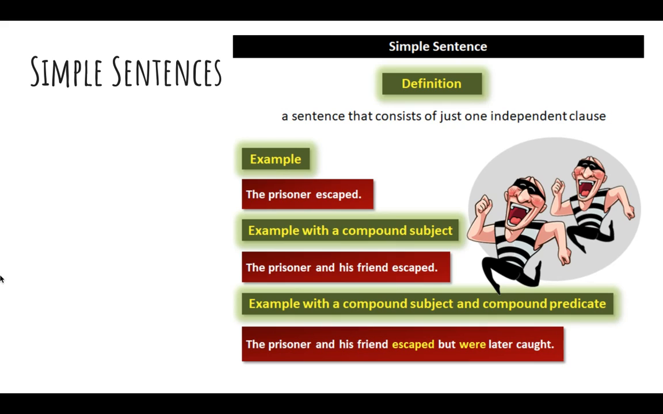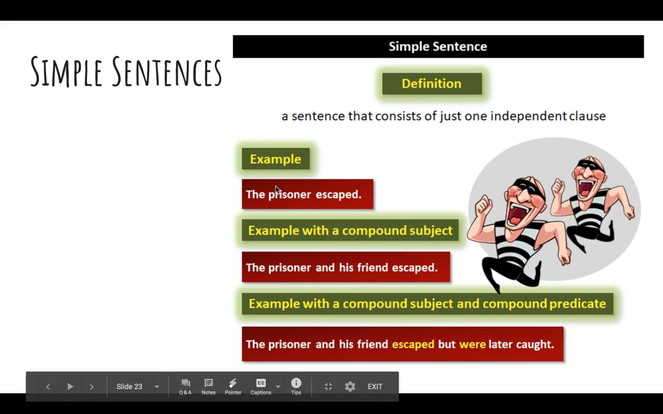A simple sentence is a sentence that consists of just one independent clause. For example, the prisoner escaped. That's just one independent clause. It makes sense on its own. We have a subject and a verb. The prisoner, subject, escaped, verb.